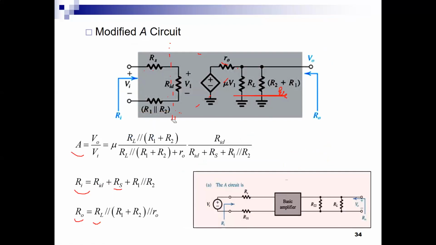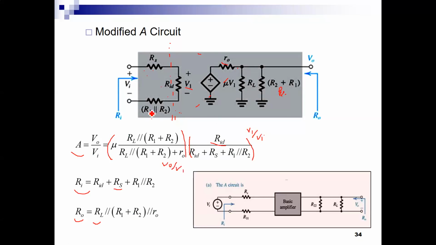If we come here now, we find what the quantities are. For A, first I want to find V1. By voltage division it is RID over RS plus RID plus R11, times VN. And this quantity here is VO, so A is VO over VN.